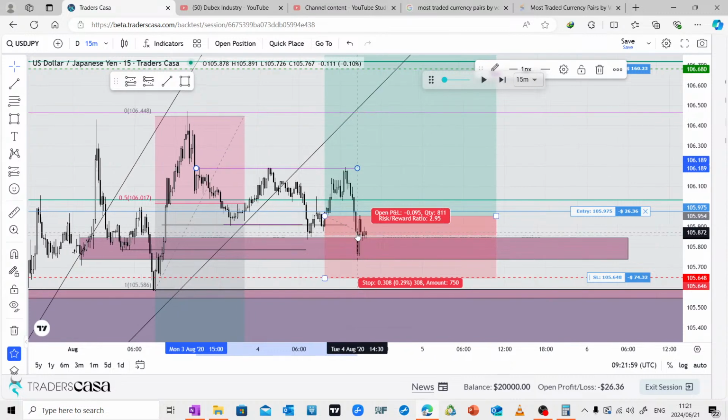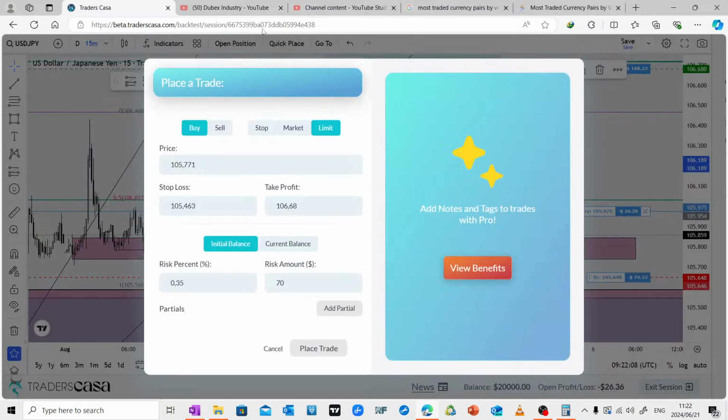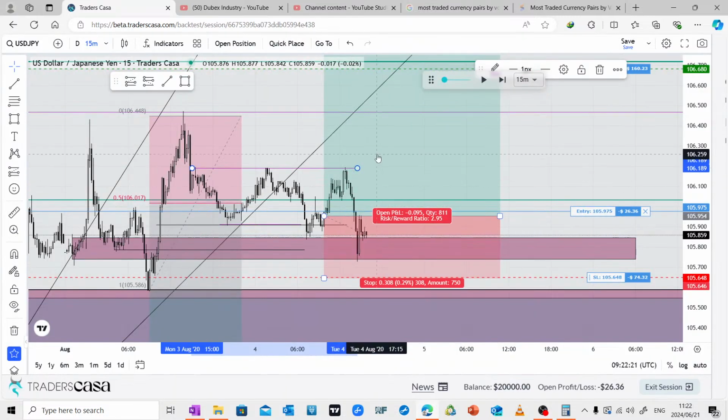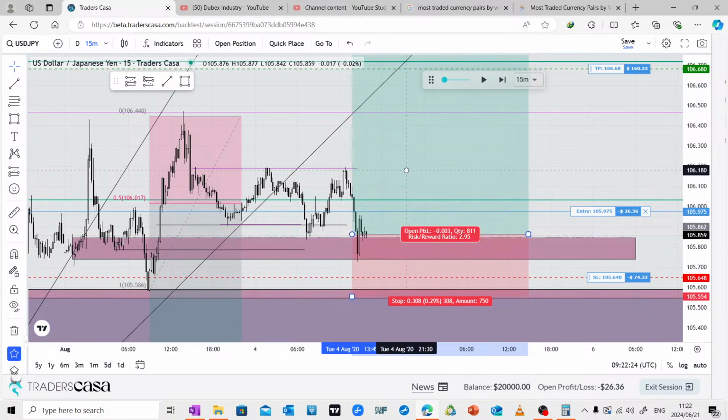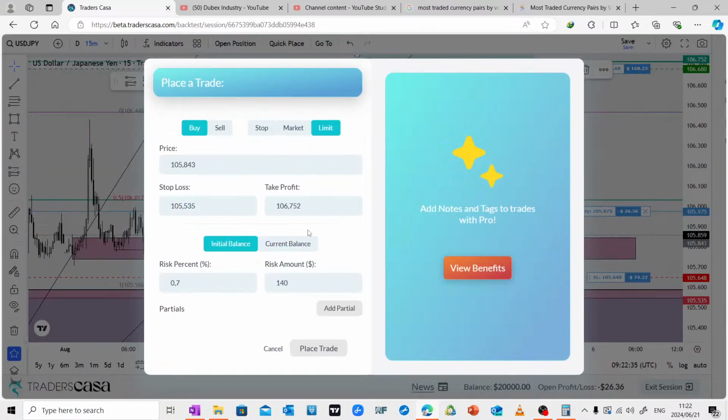And we've got a bullish pattern here. So I think this is now the proper entry. So I'll take another entry. I'm just doing this because I know that I'm now risking the proper 0.7% right below the, I'm risking the proper 0.7% right there. Open, place trade.